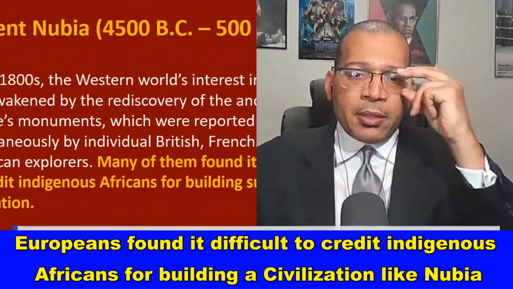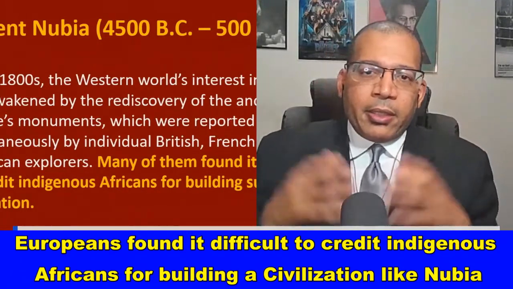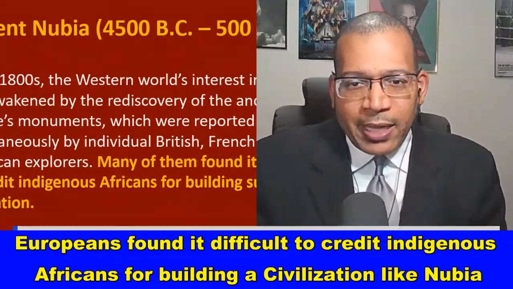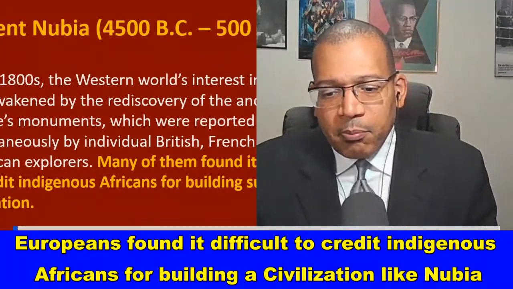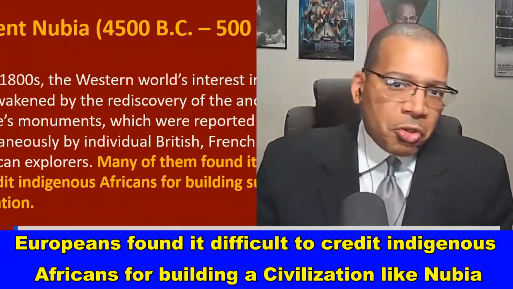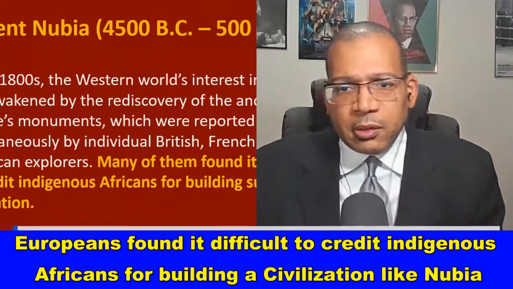They could not admit that these were Negroes. They could not admit that these were black Africans. They had to be Semites. They had to be brown-skinned Caucasians, biracial, triracial, something like that.